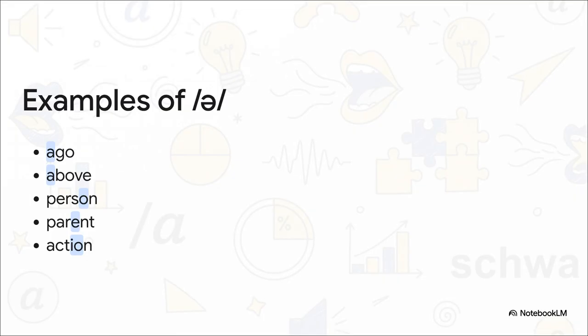And trust me, you've been using this sound your whole life. The trick is just learning to hear it. It's all about finding that weak, unstressed syllable. Listen closely. Ago, above, person, parent, action. Did you catch that little sound in person and parent? That's it. That's our hero, the schwa.